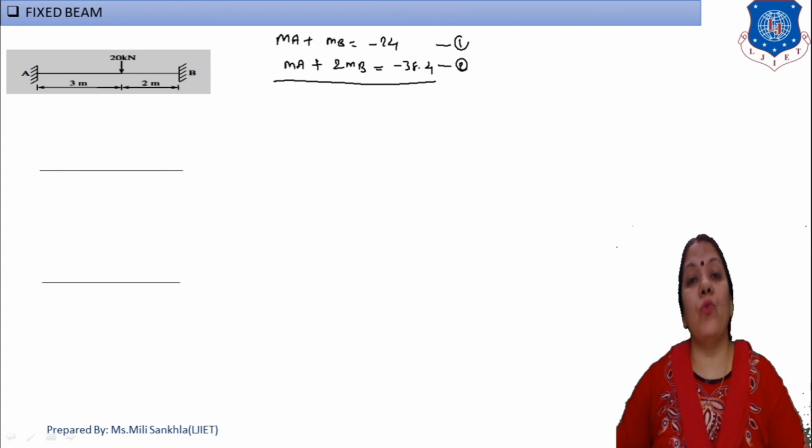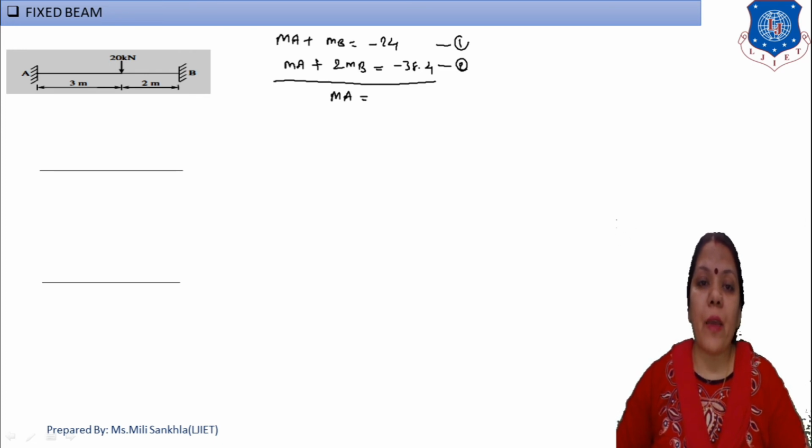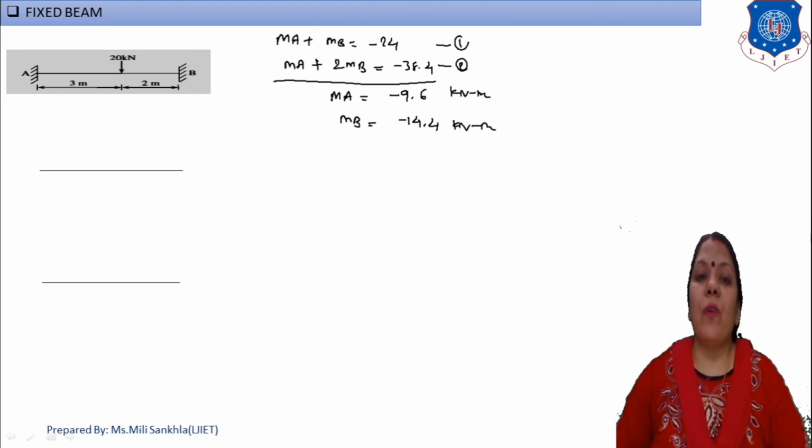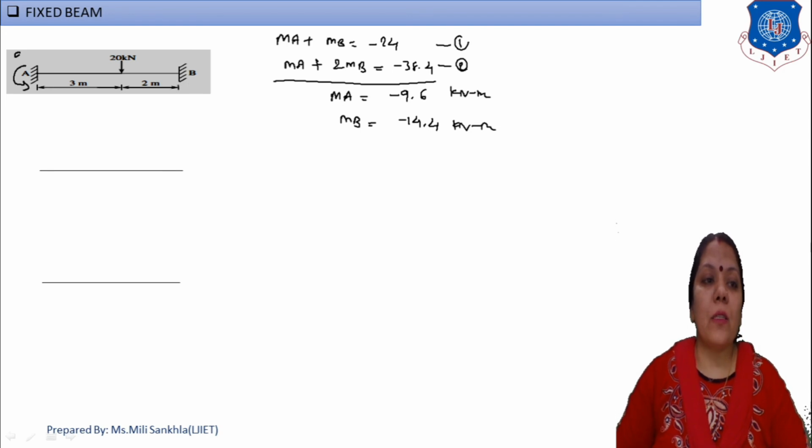Now solve these two equations. After solving them, my first moment MA is equal to minus 9.6 and my second moment MB is equal to minus 14.4. Okay, you can solve these two equations. Finally we get the moment at A and the moment at B. The moment at A is negative, that means left hand side negative, which is anti-clockwise 9.6. MB is again negative, and this is right hand side negative, that means clockwise 14.4.